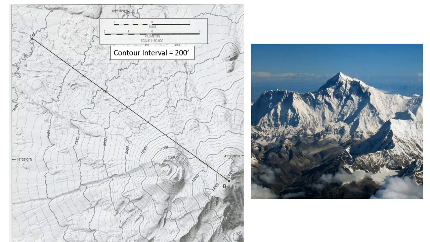In summary, in this video we have learned how to determine the vertical displacement of a region of the map by using the contour interval and counting the number of contours between each point. We have also learned how to determine the gradient of a map to help in assessing the slope and steepness of a region.